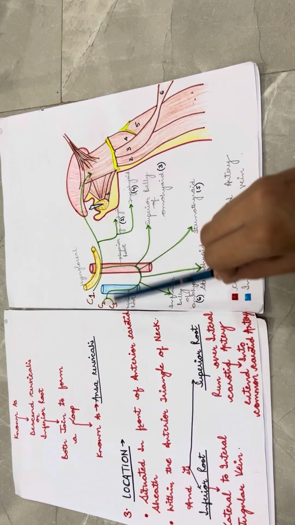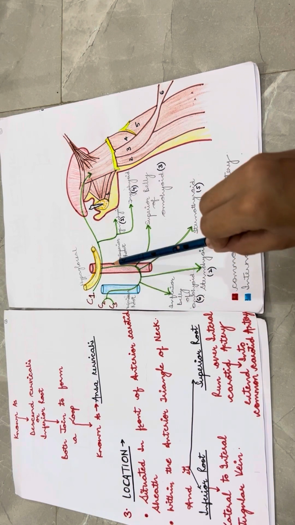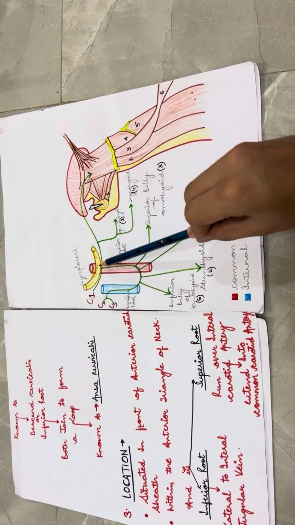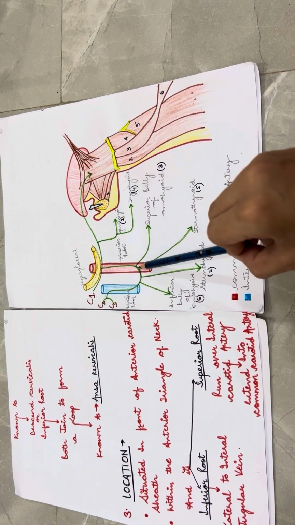As you see, the inferior root mainly lies lateral to the internal jugular vein, and the superior root usually runs over the internal carotid artery, which extends into the common carotid artery.